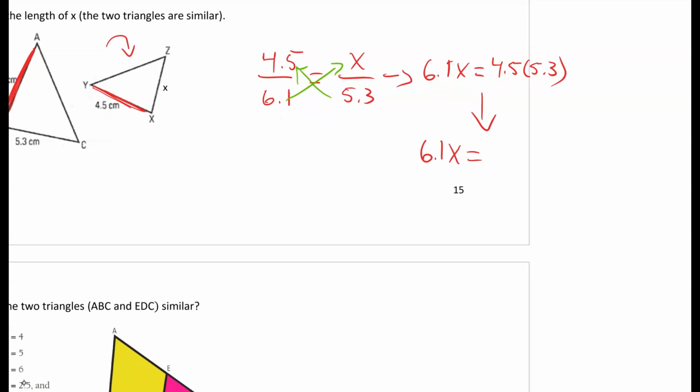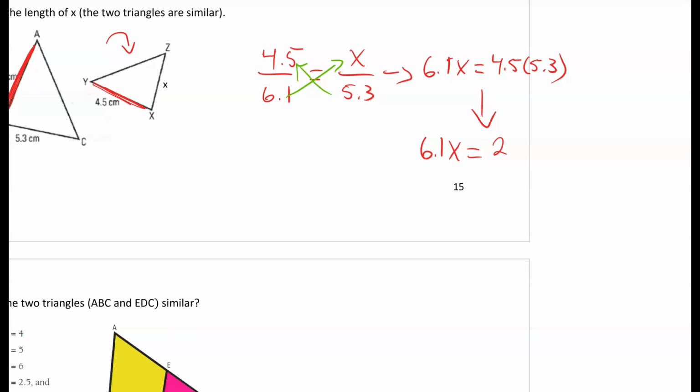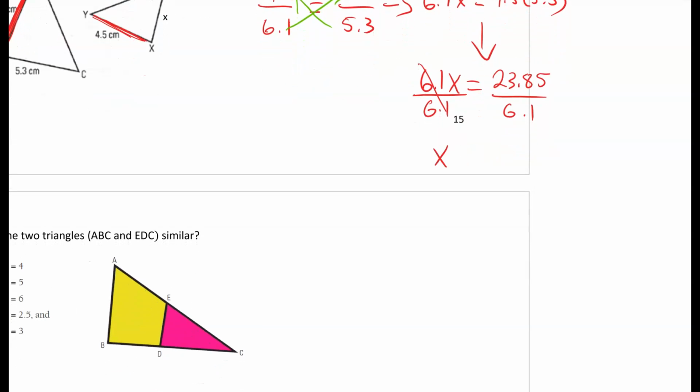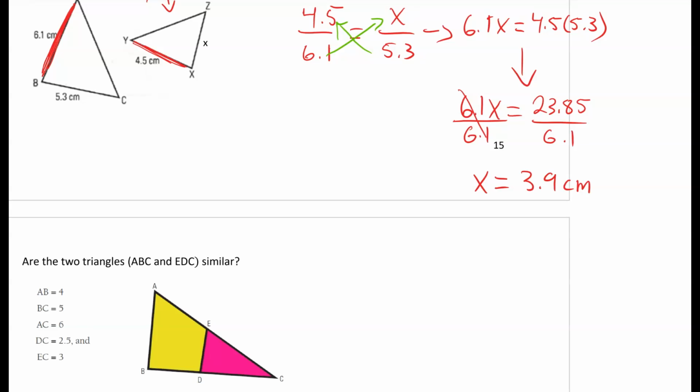If I move down here, we have 6.1x is equal to 23.85. Now we have to get x by itself, so we divide by 6.1, divide by 6.1, cancels off on the left-hand side, and we get x equaling 3.9 centimeters. And that would be our unknown value for x. So this would be 3.9 centimeters, and that would be our final answer for this part.